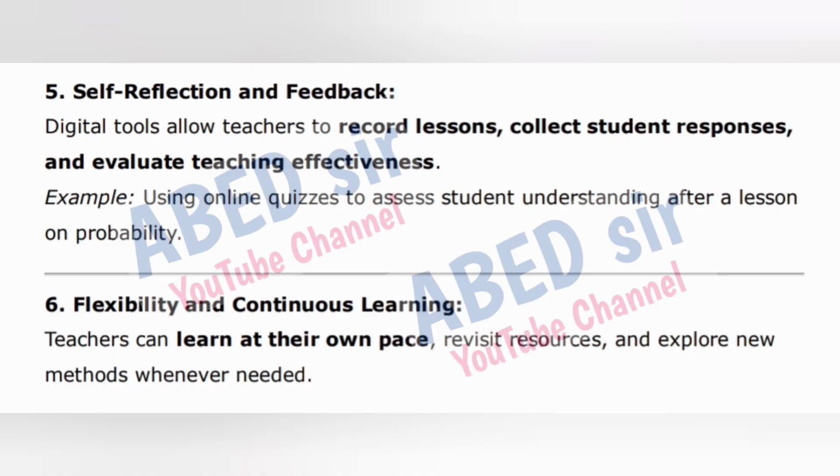5. Self-reflection and feedback. Digital tools allow teachers to record lessons, collect student responses, and evaluate teaching effectiveness. Example: using online quizzes to assess student understanding after a lesson on probability. 6. Flexibility and continuous learning. Teachers can learn at their own pace, revisit resources, and explore new methods whenever needed.